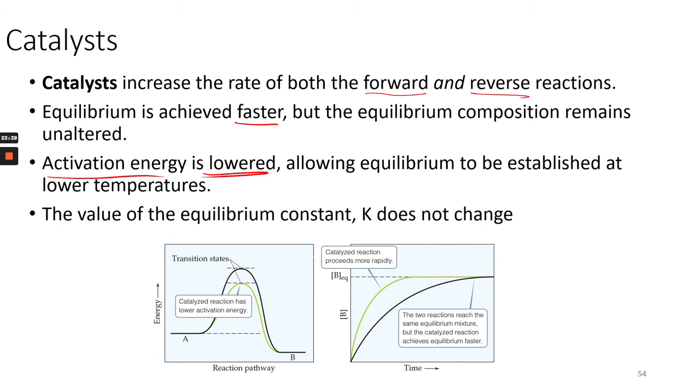Now, the value of the equilibrium constant does not change. The only time K will change is with temperature. Remember we said that? So look here. Here is our original, the black line, and the green line has the catalyst. You have lowered your activation energy. So if you lower your activation energy, here is your rate plot. Notice it gets up to equilibrium faster.